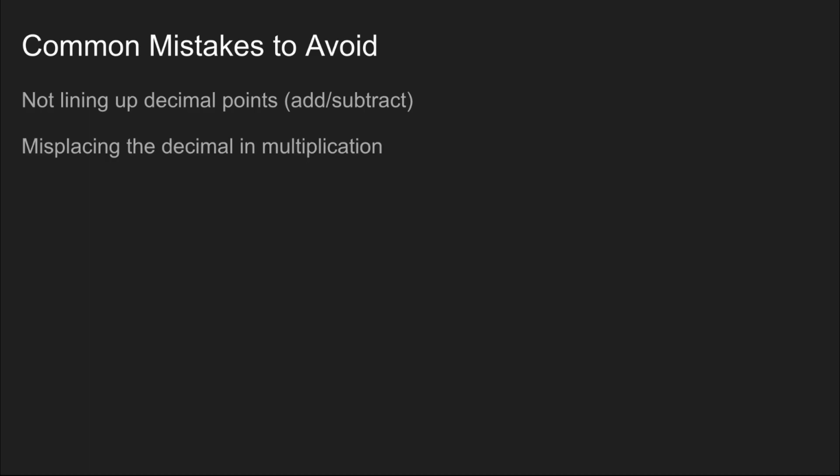So here are some common mistakes to avoid. Not lining up decimal points. This is for adding and subtracting. You must always line up the decimal points. Misplacing the decimal in multiplication. Do not do this. Remember how many places you are moving the point. And forgetting to shift the decimal in division, make sure you always shift it. It's the easiest way to do it.